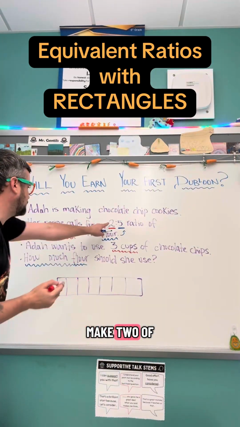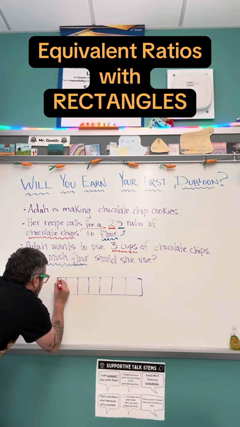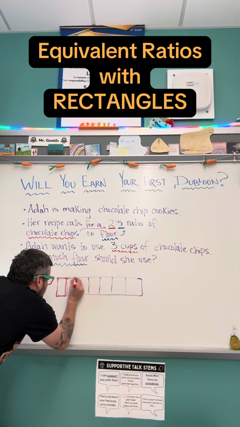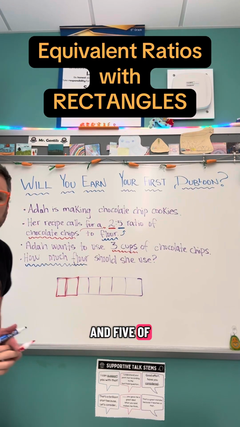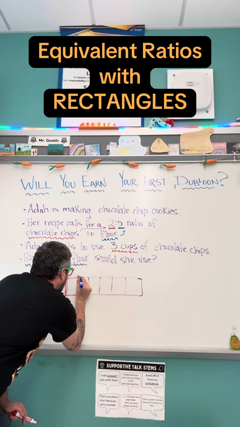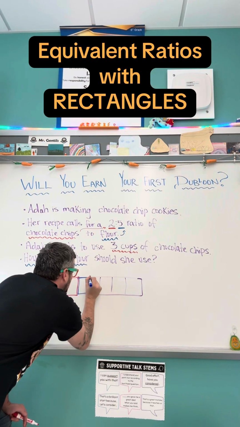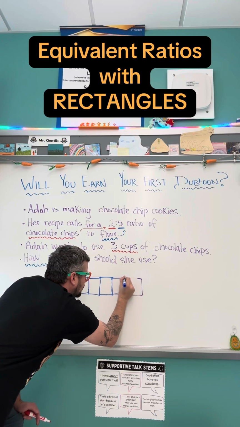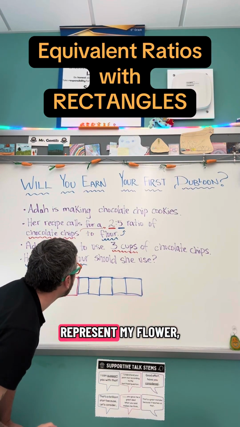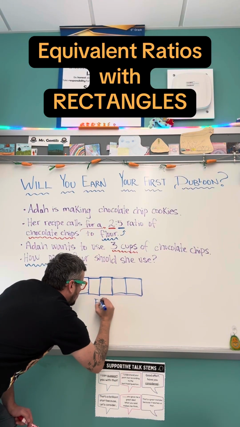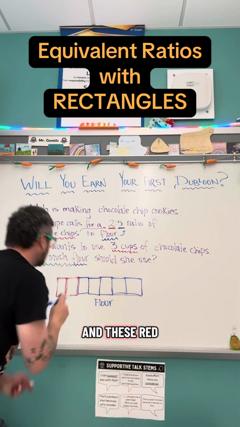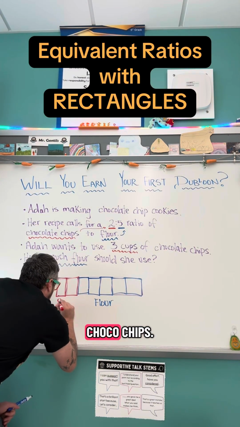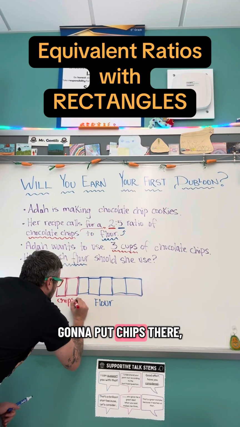So now I have 7 here, but I don't have them color coded, so I'm going to make 2 of them red and 5 of them blue. These blue ones represent my flour, and these red ones represent my choco chips. So I'm just going to put chips there.